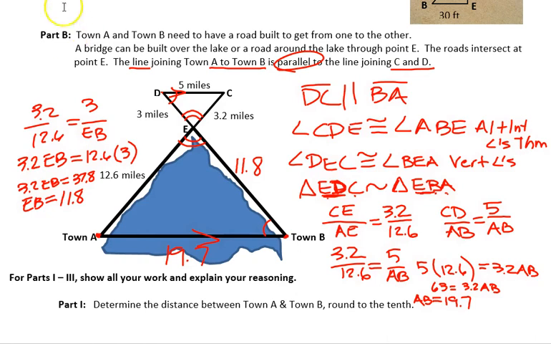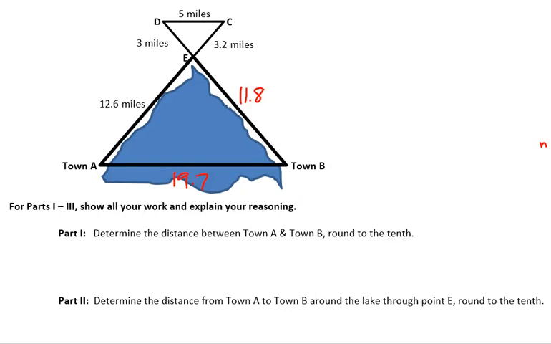Okay. So part 3, sorry, says, determine the distance between the towns A and B, round to the tenth. So we already did that. That was our 19.7 miles. And you could have done the work in there. And then it says determine the distance from town A to town B around the lake through point E.